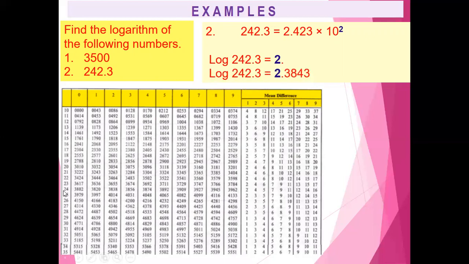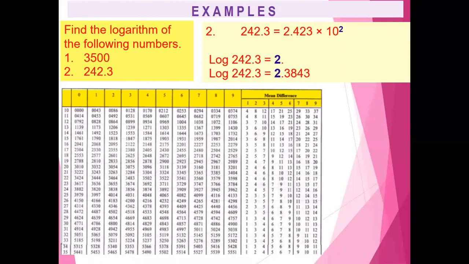Okay, so 24 on the 2, and then you add the difference on the 3. That's 5 here on the 3. So you add this 5 to 3838, and you get 3843. So our log of 242.3 is 2.3843. Okay, so that's that for using the logarithm table. I hope it's easy for you to understand.